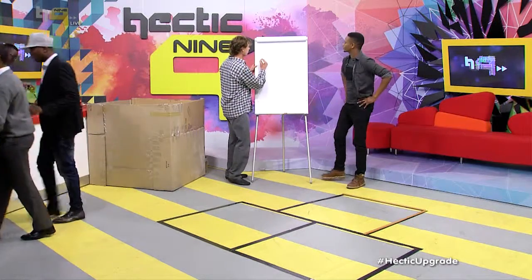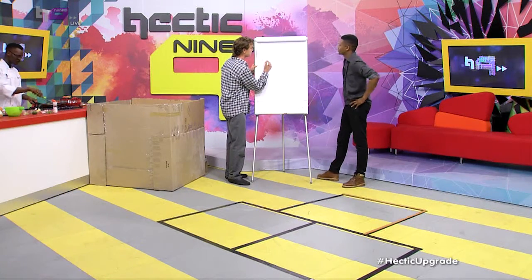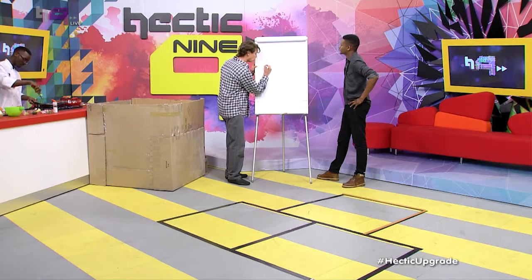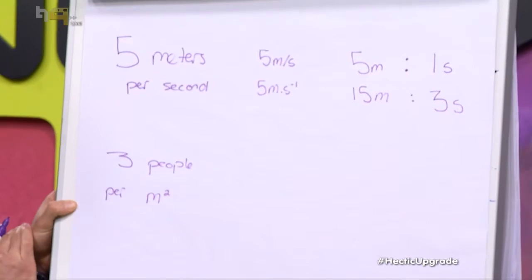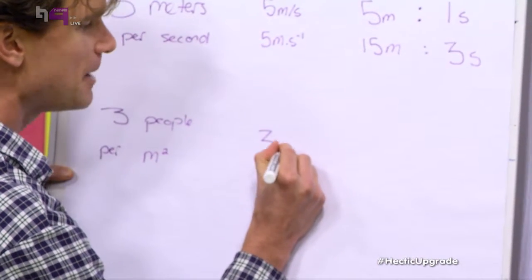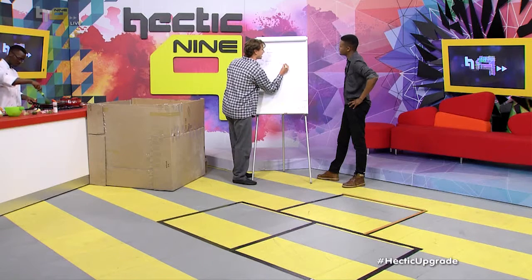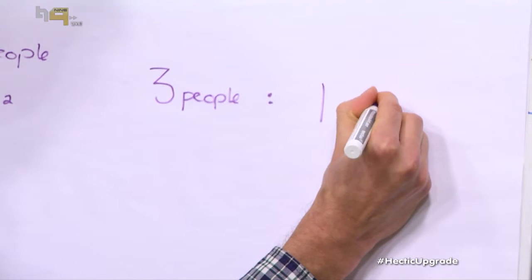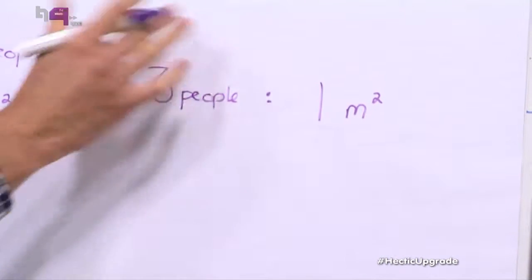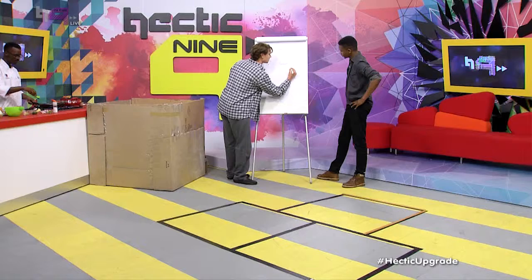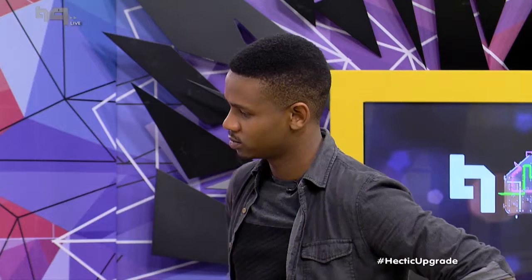So we were looking at 3 people per square meter. Now, in terms of the ratio format, we can write it as 3 people on the left-hand side is to 1 square meter. All right? So very nicely, we can see the ratio there. So how many square meters did we have here, Sam? We had 3 square meters.